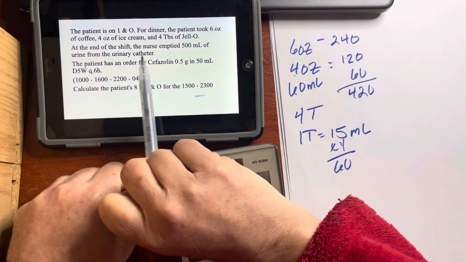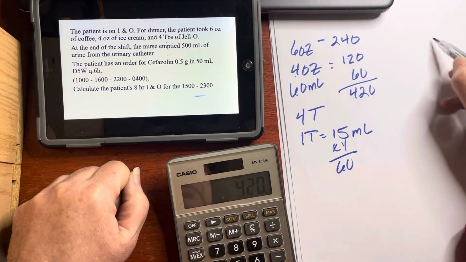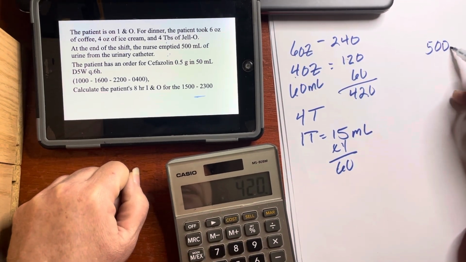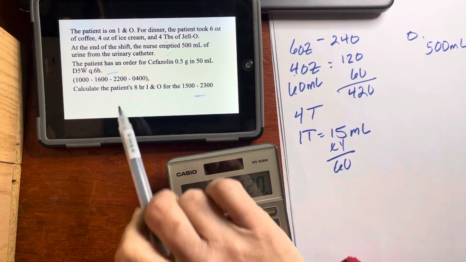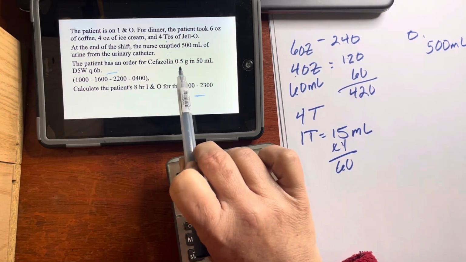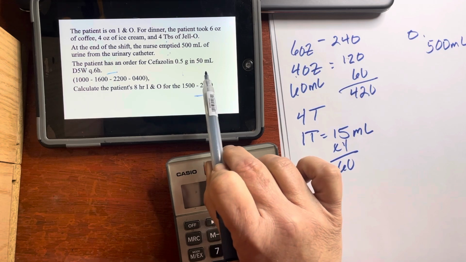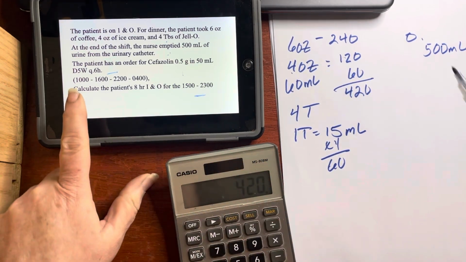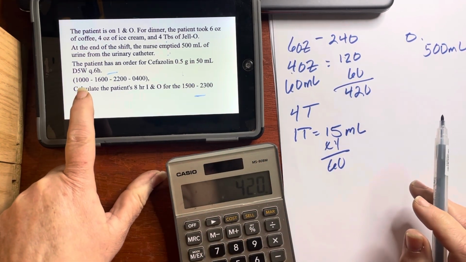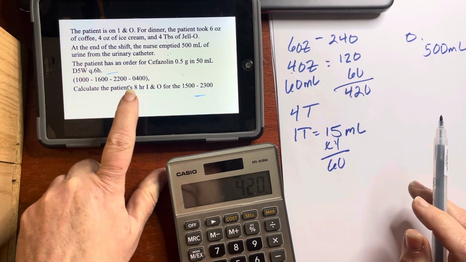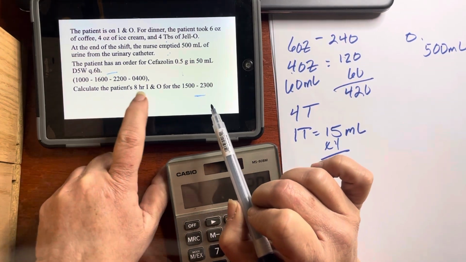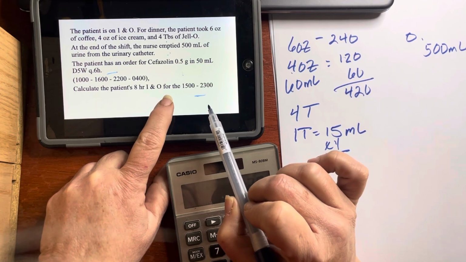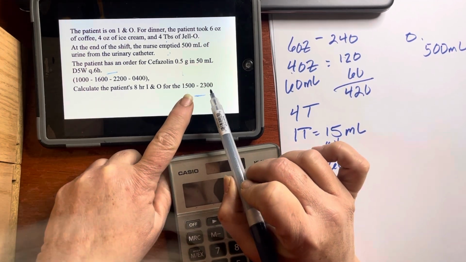It says at the end of the shift, the nurse emptied 500 milliliters of urine. And so that'll be his output. The patient has an order for cefazolin 0.5 grams in 50 milliliters of D5W. And it's given at 10-4-10-4. So we have to calculate the 8-hour I&O for the 3 to 11 shift.